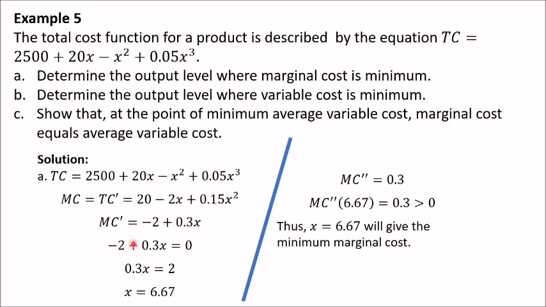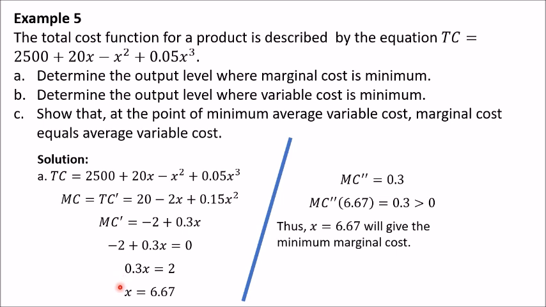So ito ang i-transpose natin yung negative 2 sa kabila para maging positive. And we have here 0.3x equals 2. And divide both sides by 0.3 para makancel yung 0.3 dito. So the answer will be 2 divided by 0.3 is 6.67. Now, this is the value of x.